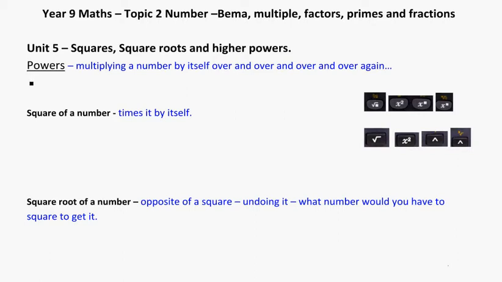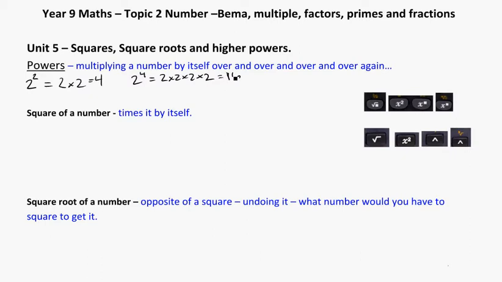As an example, 2 to the power of 2 means that I have to times 2 together twice. 2 times 2, which is equal to 4. If I did 2 to the power of 4 this time, I have to times it by itself 4 times. So 2 times 2 is 4, times 2 is 8, times 2 is equal to 16. So that's what a power means.